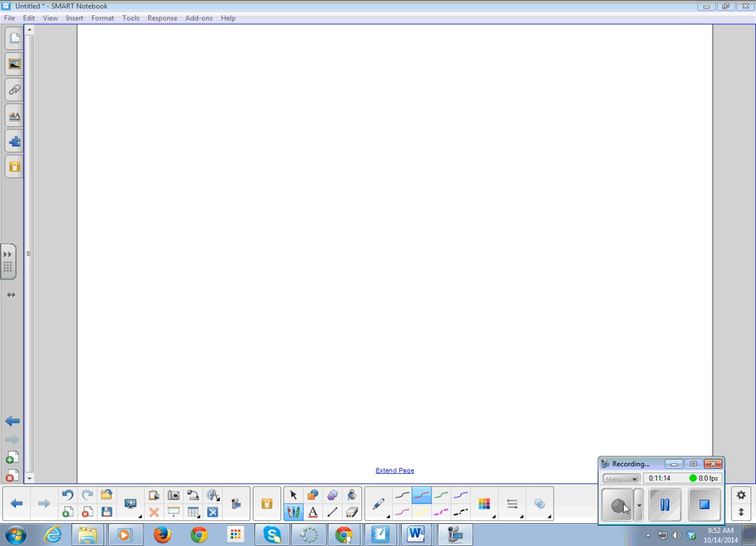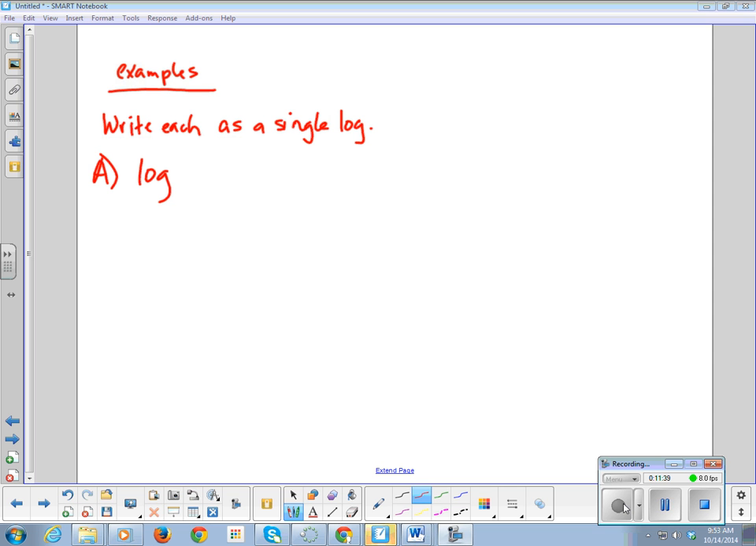Here are the examples. We've got, the instructions are write each as a single logarithm. And the first one is log 8 plus log 3.